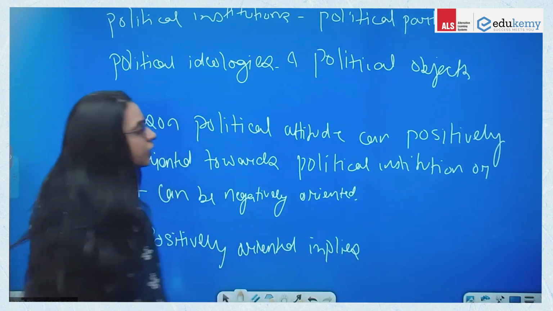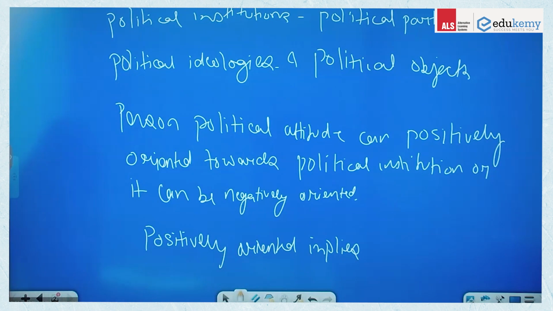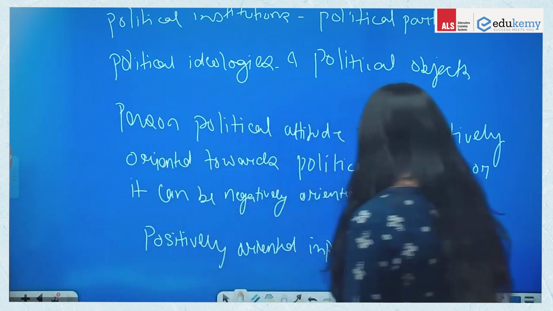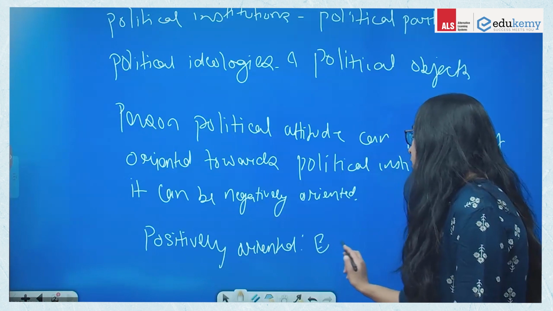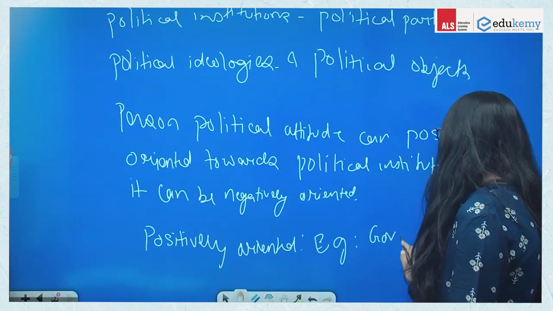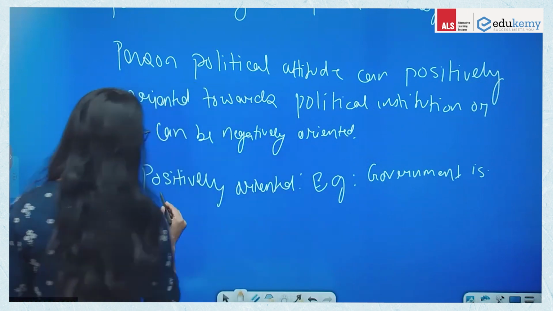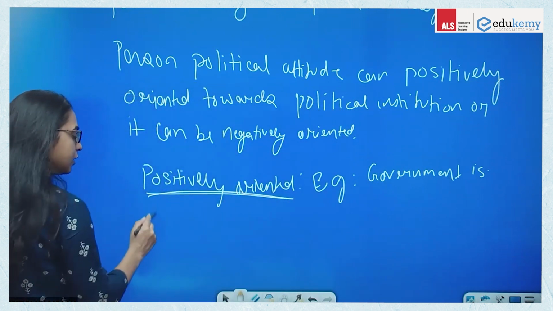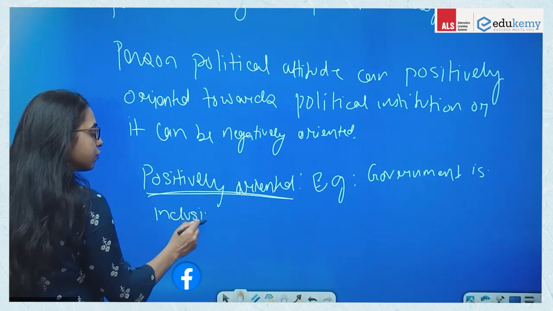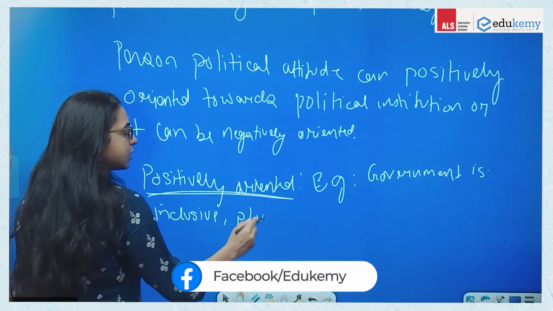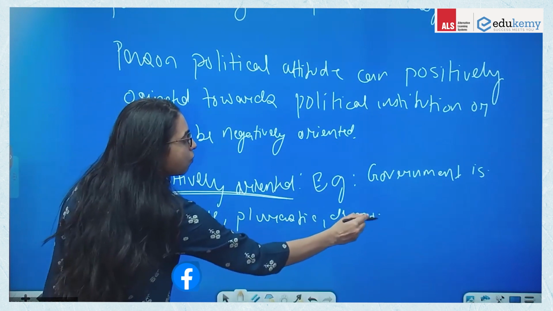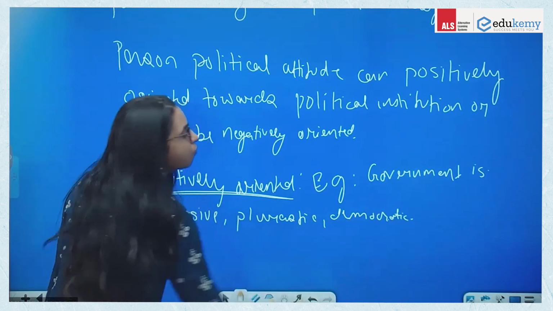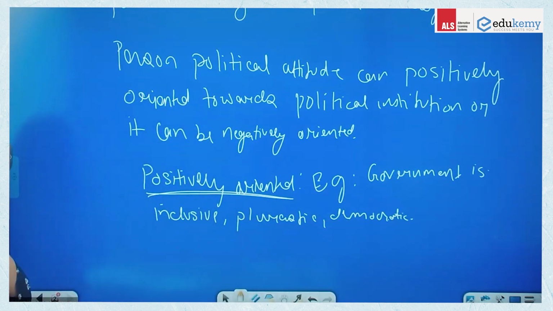Positively oriented implies, for example, that the government is inclusive, plural, universalistic. So you can write an example: that the government is positively oriented implies that the government is inclusive, pluralistic, democratic. This is your positive orientation of political attitude.